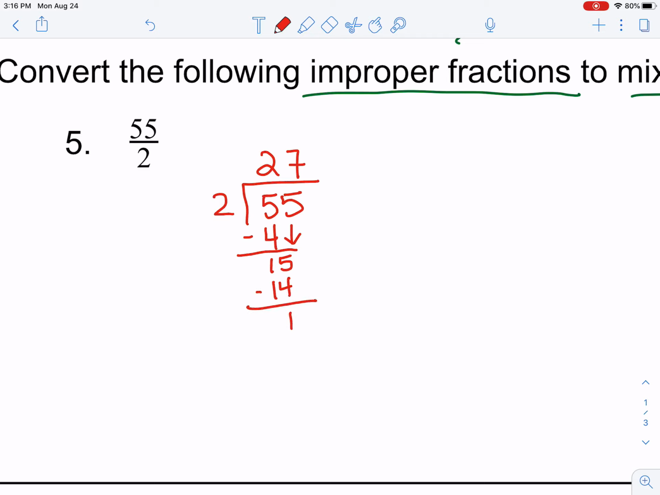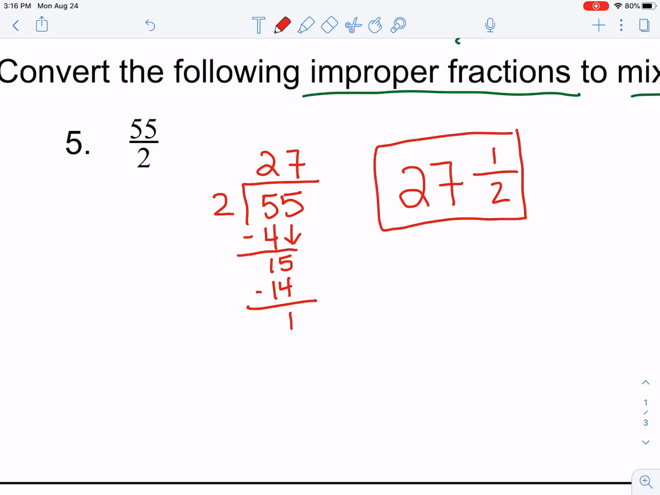If we were converting this into a decimal, we would be adding a 0, but now when we have fractions, remember that your remainder will always become your numerator. So your end remainder, what you ended up with, is going to be on the top, and then your divisor, the 2, stays as your denominator. And that would become your mixed number for that improper fraction.